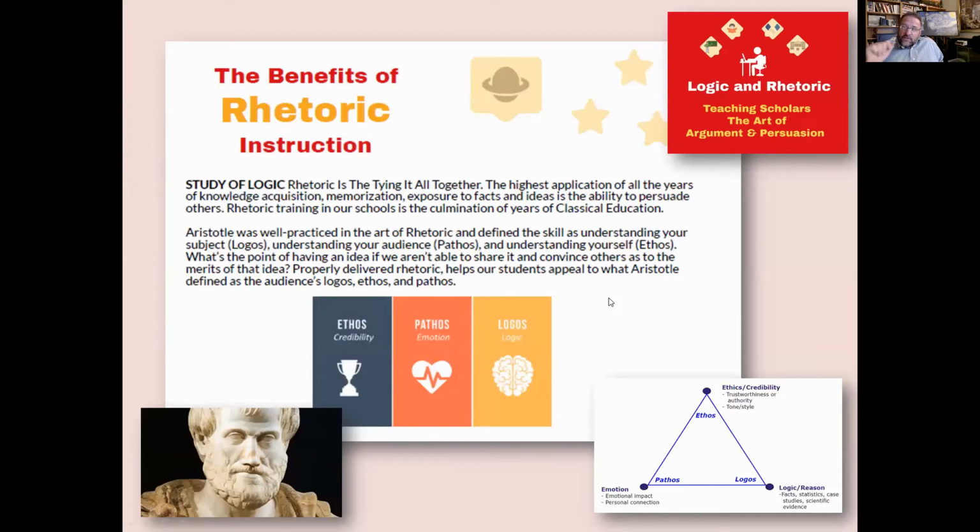And then the final stage in a classical model is the rhetoric stage. And this has to do with ethos, logos, and pathos. It's the credibility of the speaker, his knowledge and depth of reason, and then his appeal to emotion. So we're letting them take those skill sets in their toolbox of logic and then apply them and really make them come alive through the art of persuasion.